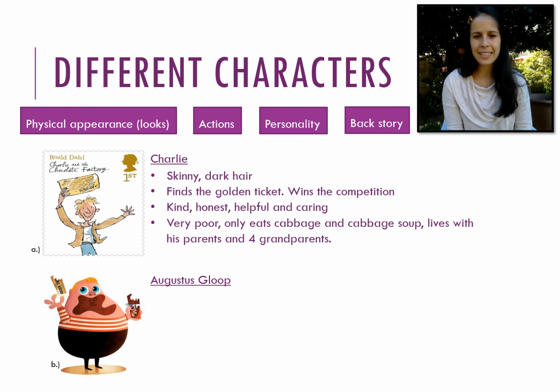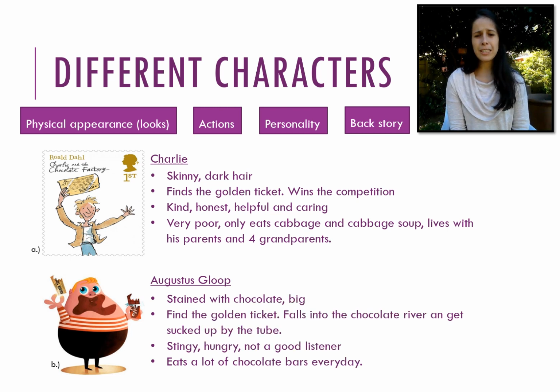Right, so here it is. With his physical appearance, I said that he was stained with chocolate and that he was a big child. Okay, in the story, we always get told he's got chocolate around his mouth, and every time they show a picture of him, he's got chocolate somewhere on him. So that's why I mentioned that point.